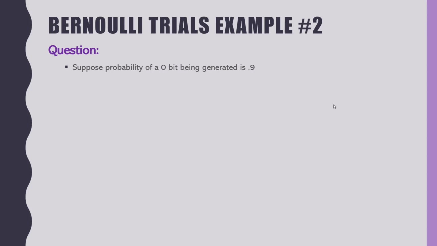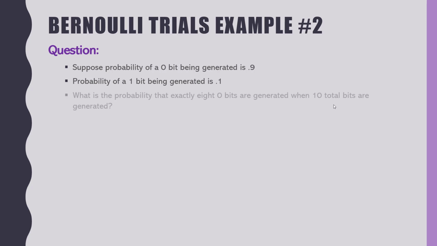Suppose the probability of a 0 bit being generated is 90%. Whatever, we have some program that generates a 1 or a 0, 90% of the time it generates a 0. Therefore, the probability of a 1 is obviously 10%, right? What is the probability that exactly 8 0 bits are generated when a total of 10 bits are generated? When we generate 10 bits, 8 of them will be a 0.